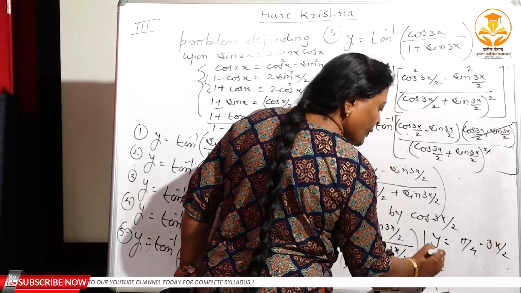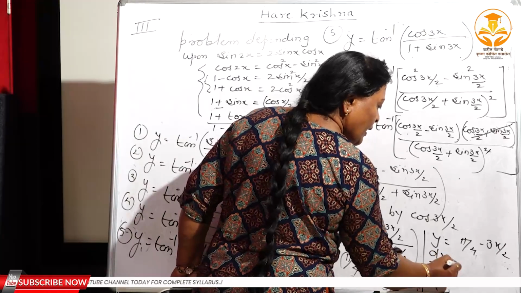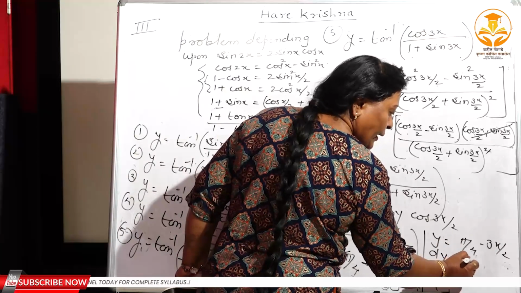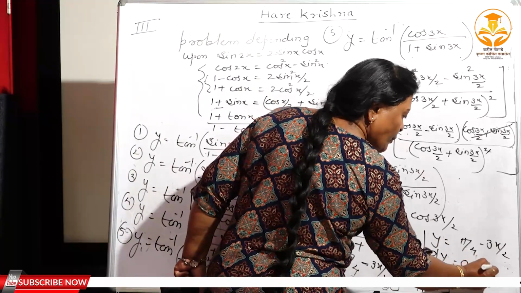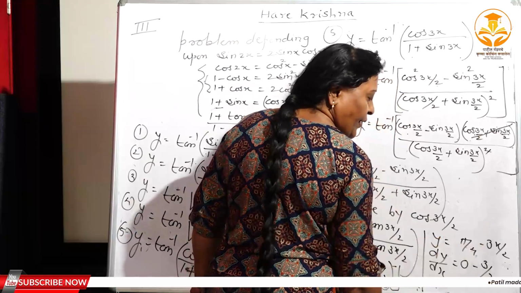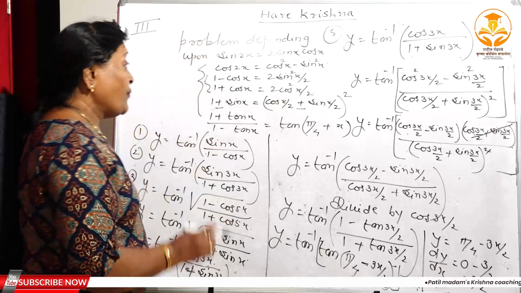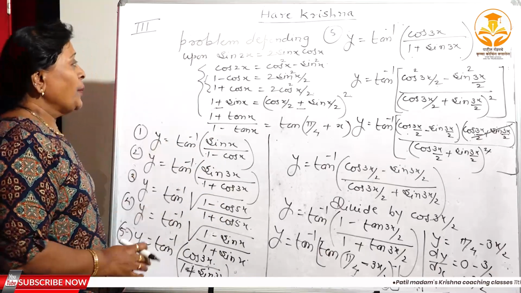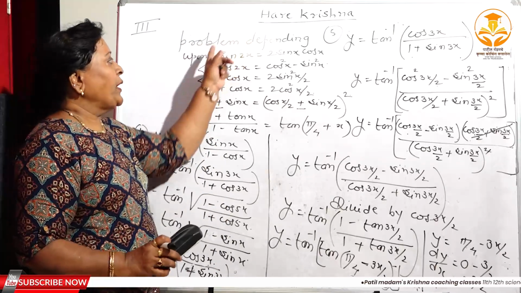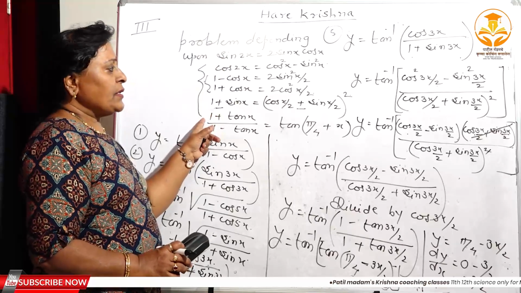And what is the derivative here? That is dy by dx. Pi by 4 gives 0. Right? Again minus 3 by 2 remains as it is, and the derivative of x is 1. Therefore the result is minus 3 by 2. Therefore again we have done the problem, that is the problem depending upon these formulas, isn't it?